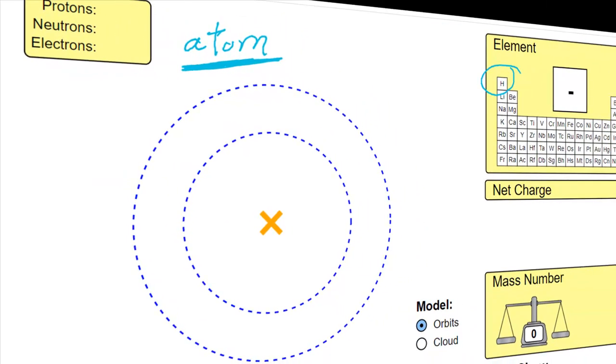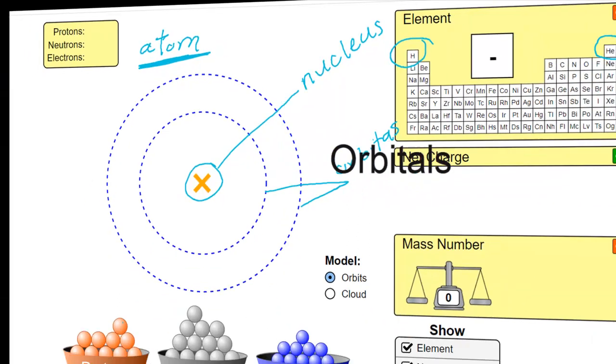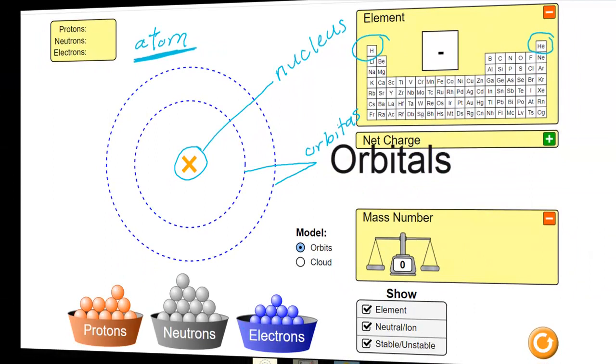There is a center that we call the nucleus. This center here is what we call the nucleus. And these shells outside of it, we call them orbitals. Both protons and neutrons go into the center, into the nucleus.